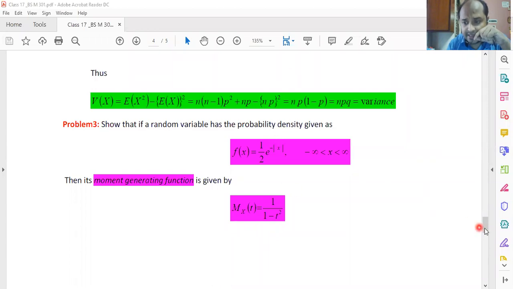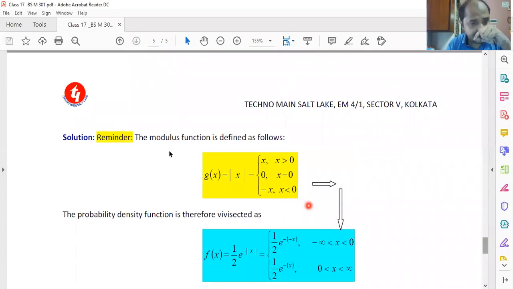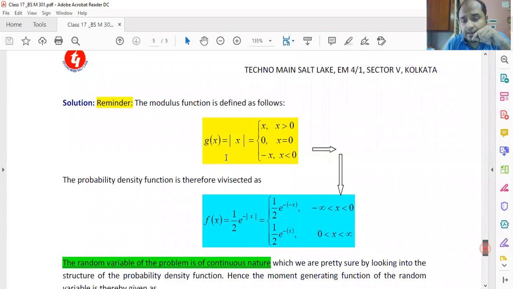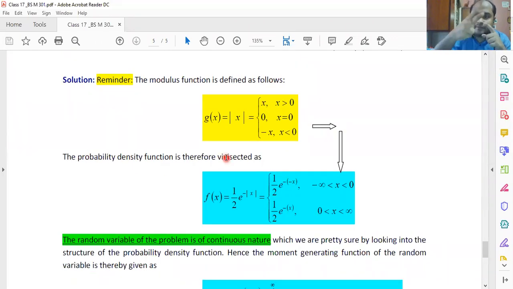since mod x is present here, let us recall what the mod x function is. Now the modulus function is defined as this. Mod x can be defined as x when x is greater than 0, 0 when x equal to 0, and minus x when x is less than 0. Therefore, the probability density function can be vivisected. Vivisected means I'm cutting, just like we cut frogs and snakes in the biology class, I'm cutting this particular function. So that's why I have written jokingly this word vivisected. So I am trying to write explicitly the function half into e to the power minus mod x.